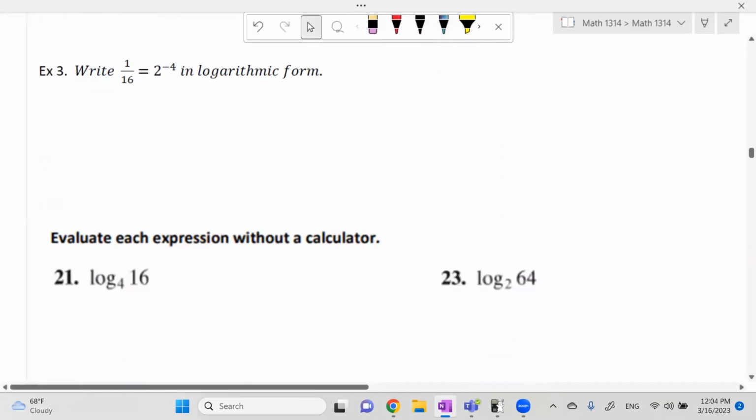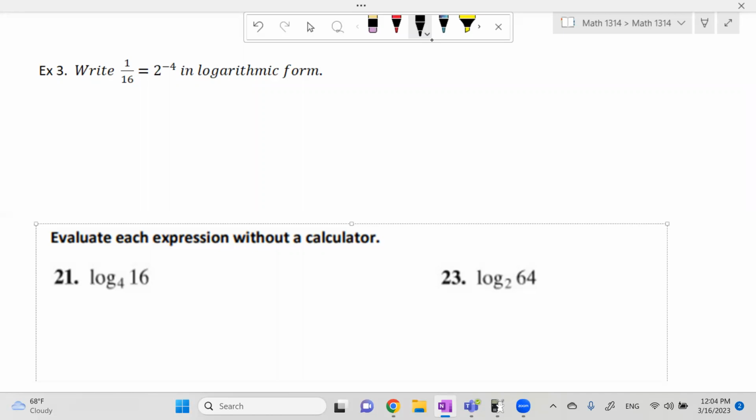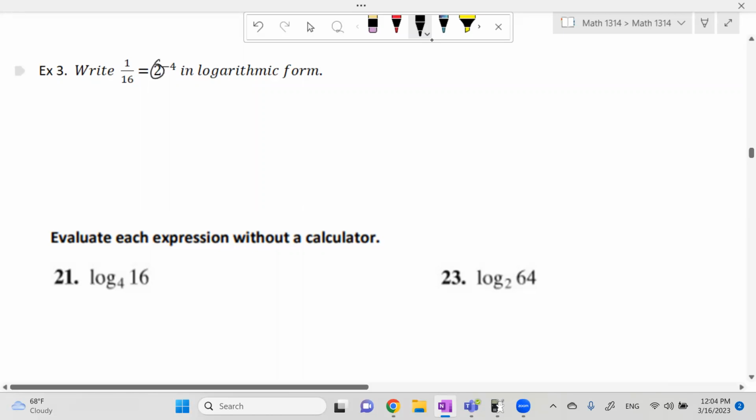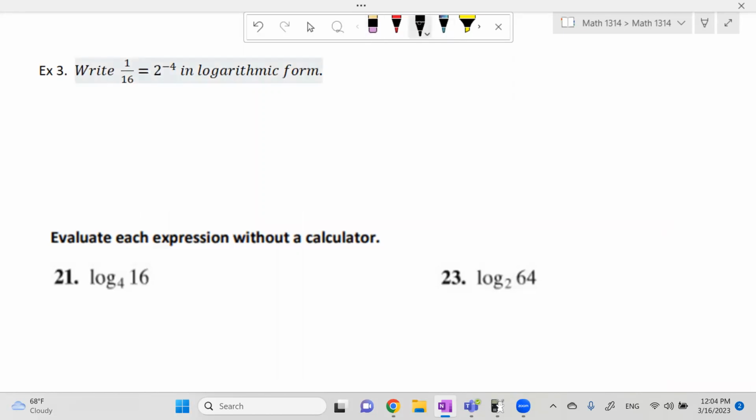All right, let's see number 3. Convert the exponential form to the logarithmic form. First, what is the base? The base is here. If we have the base here, we have the log. The base is 2. So log base 2 of 1 over 16 equals -4.